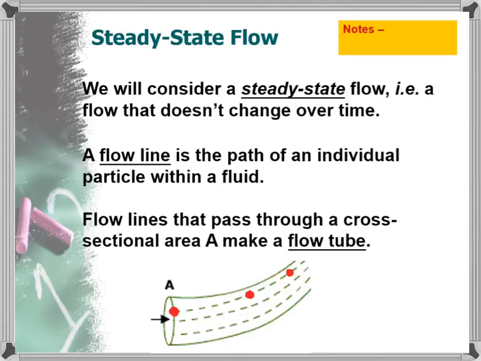Then if I take a bunch of flow lines that pass through some sort of cross-sectional area, so this right here is a cross-sectional area, I'll color that in. All of the flow lines that flow through that cross-sectional area, A, make a flow tube. So you can think of this as a big tube that is moving from here up to here over time.